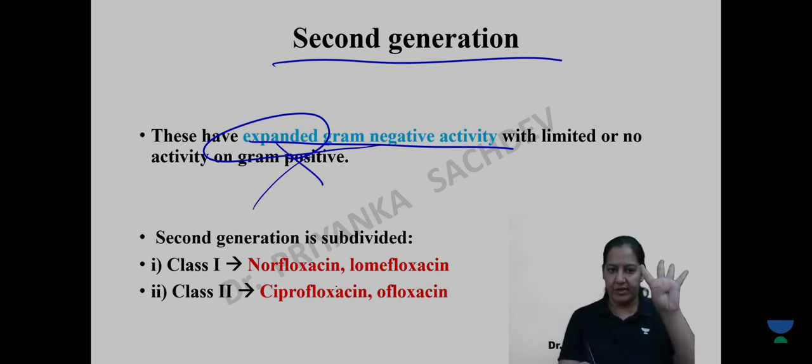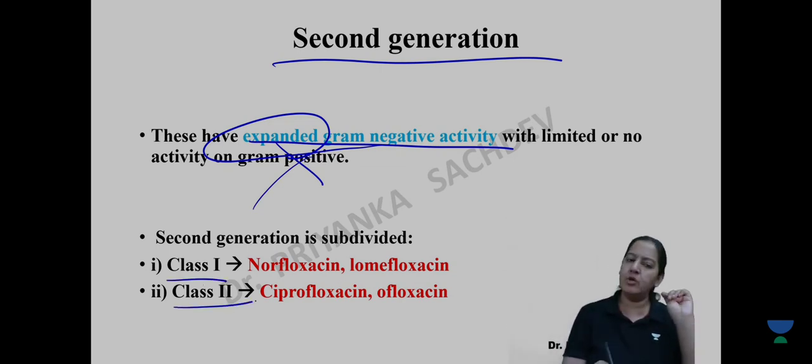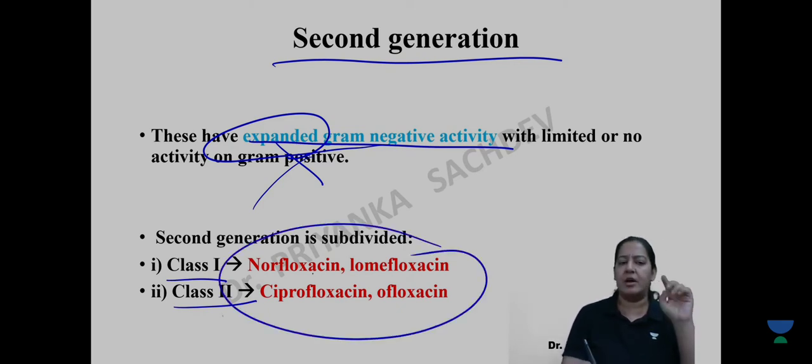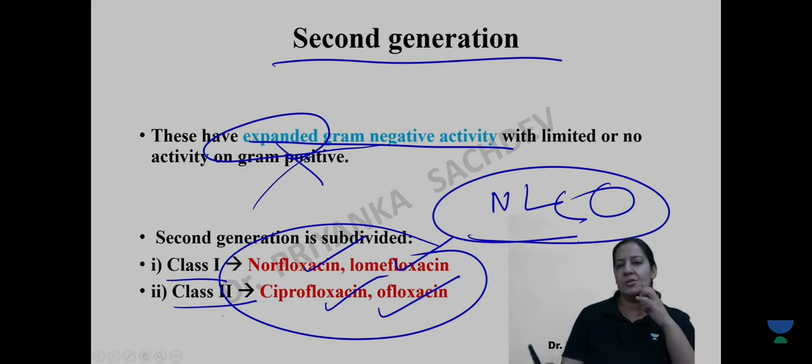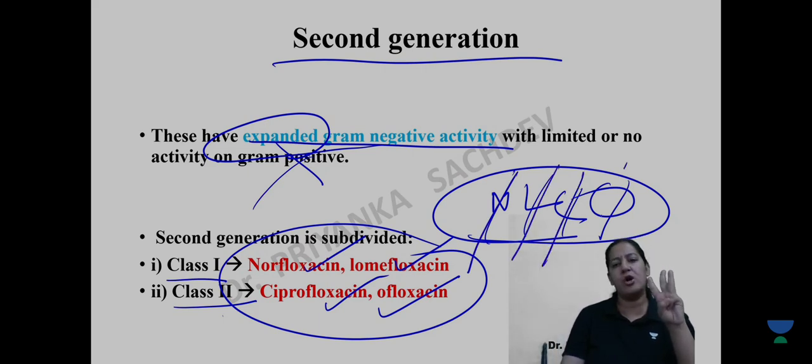Here we are having four drugs, right? Two are class 1, two are class 2. If you don't want to learn class 1, class 2, it's okay. Four drugs are there: Norflox, Lomeflox, Ciproflox, and Oflox. Make a mnemonic and give it to me also. Nalco is the mnemonic, NLCO. It is Norflox, Lomeflox, Ciproflox, Oflox.